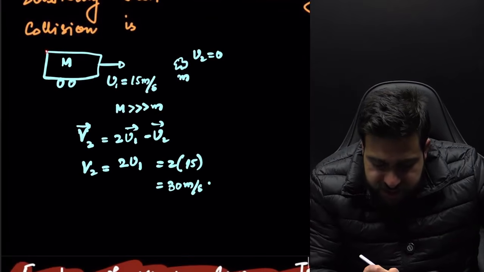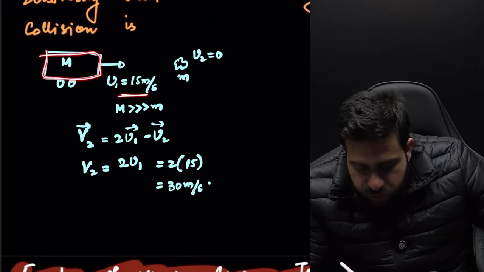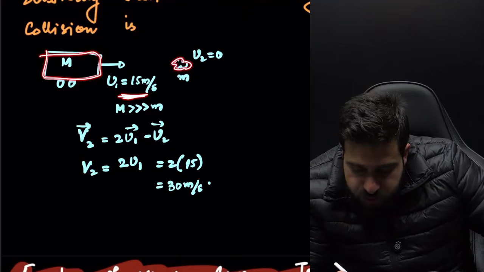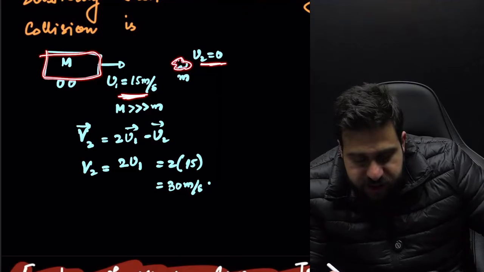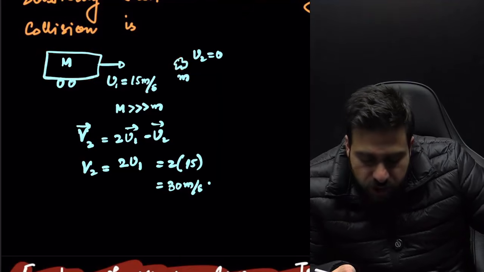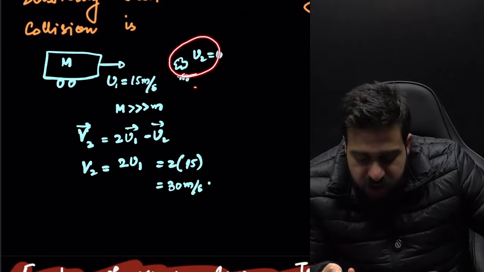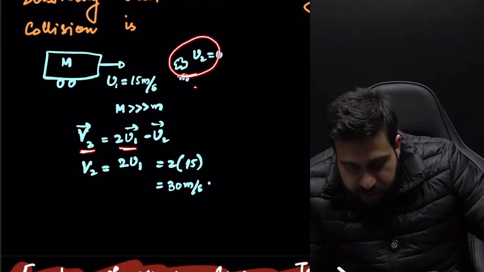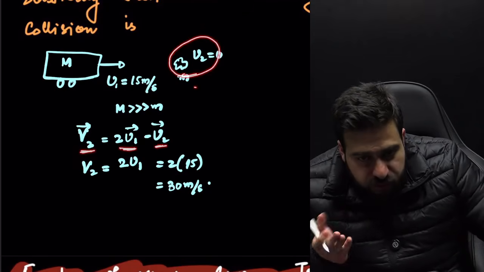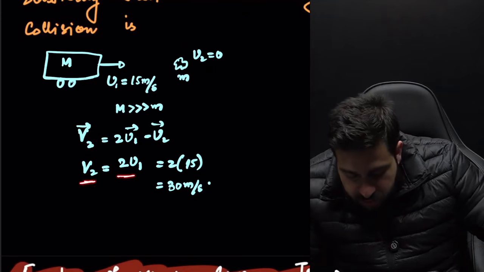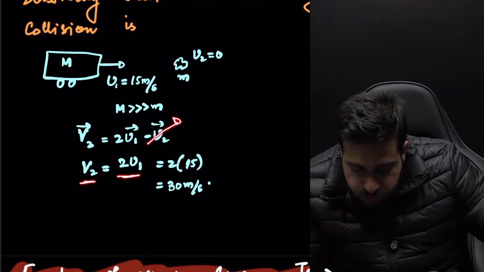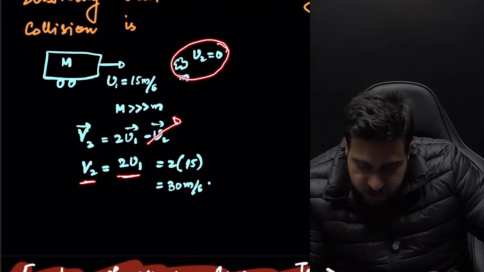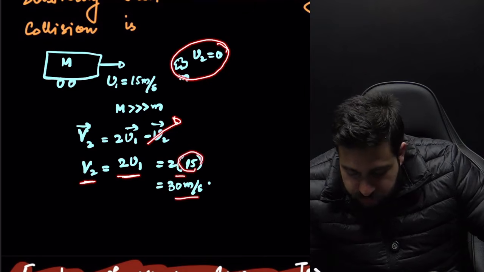See, guys, it says that you have a truck. It is moving with a velocity of 15 meter per second. There is a small mass. Its velocity is zero, it's at rest. Now it says, what is the velocity of this small mass after the collision? So V2 is 2 times of U1 minus U2. This is the formula we studied. V2 is equal to 2 times of U1 because U2 is 0. Small mass is at rest initially. So U1 is 15. 2 into 15 is 30.